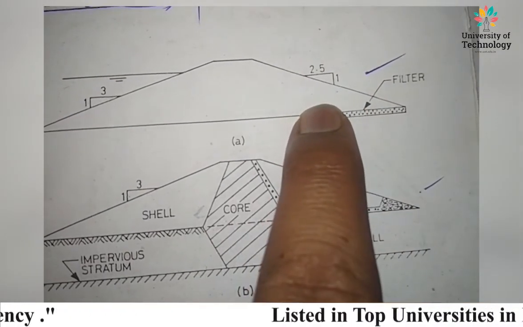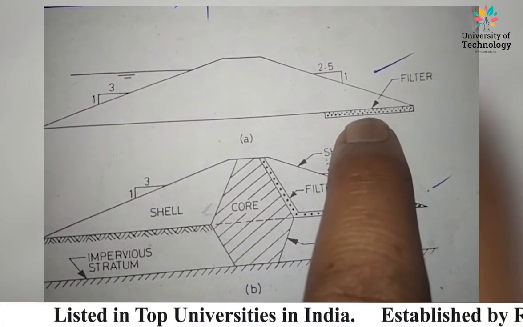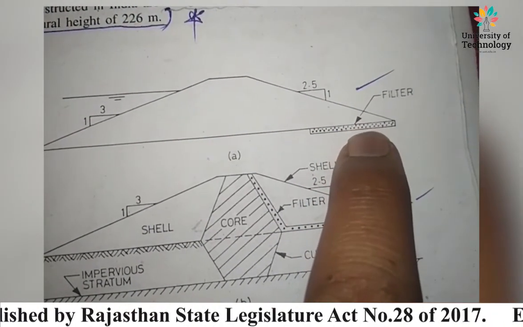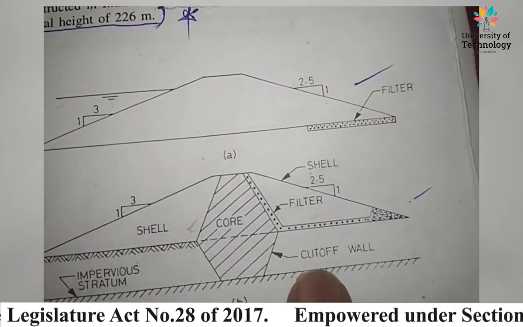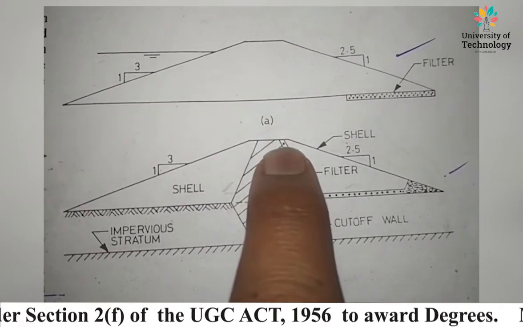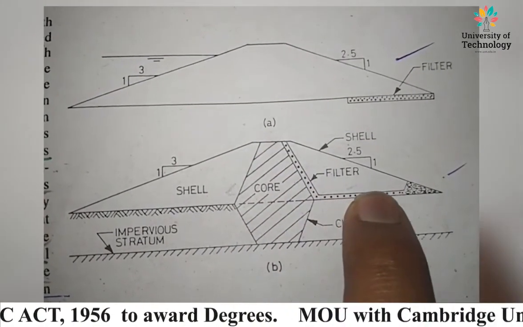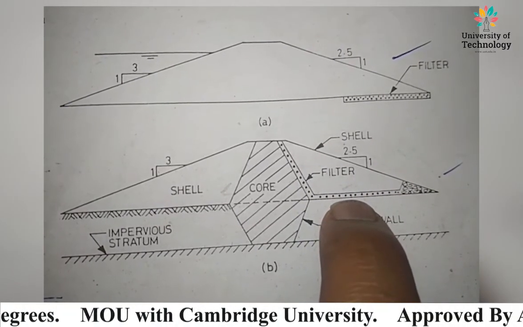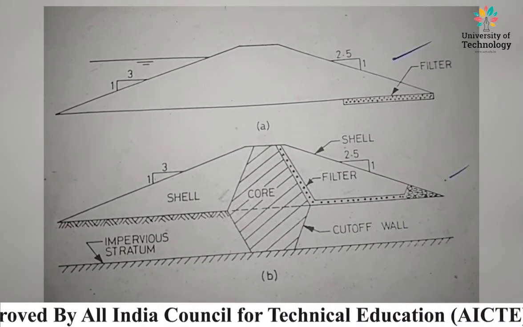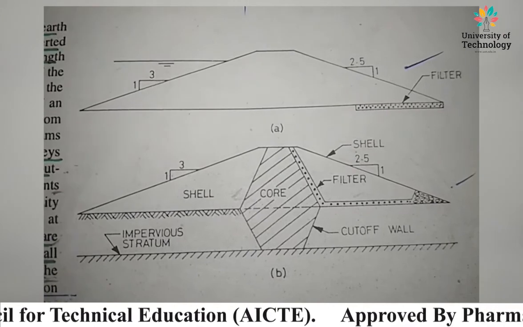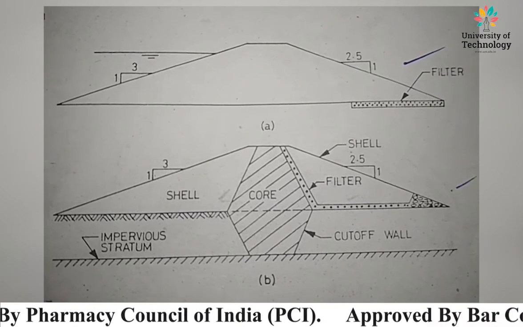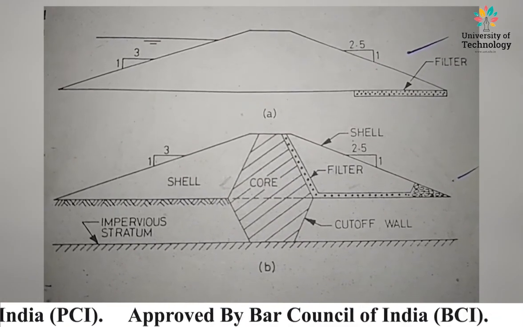Okay, similarly, in the first type of earth dam, the filter is provided in the downstream zone, and in the case of this other type of earth dam, the filter is provided in the sloping portion as well as in the bottom portion of the dam. Okay, so this is all about earth dams. We will understand another dam in the next lecture. Thank you.